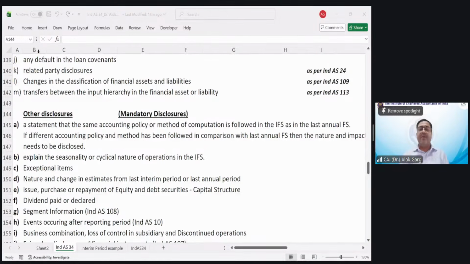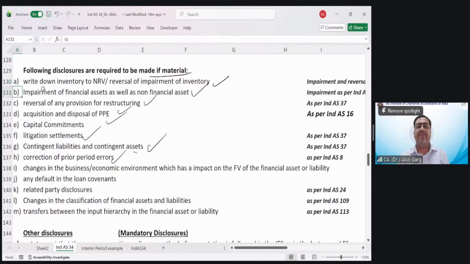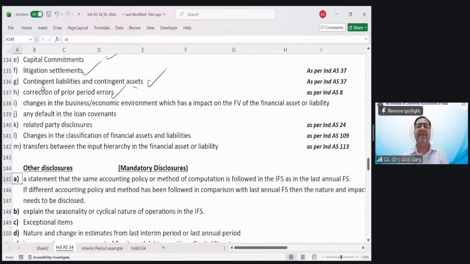Yes. So friends, we discussed that these 13 disclosures are required, and of course, in addition to these 13 disclosures, if any item is material or significant, that is also required to be disclosed in the interim financial statement. Now, coming to the other disclosures, which are mandatory disclosures.